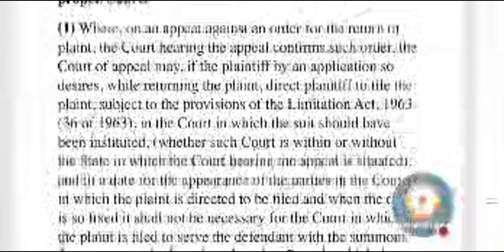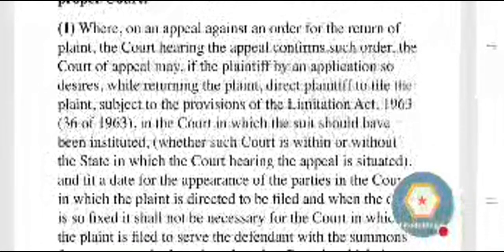As simple. So, where on an appeal against an order for the return of the plaint, the court hearing the appeal confirms such order, the court of appeal may, if the plaintiff by an application so desires, while returning the plaint, direct the plaintiff to file the plaint subject to the provision of the Limitation Act 1963, in the court in which it should have been instituted. Okay, so the court may direct the plaintiff to the court to which the suit should have been instituted, subject to the provision of the Limitation Act.